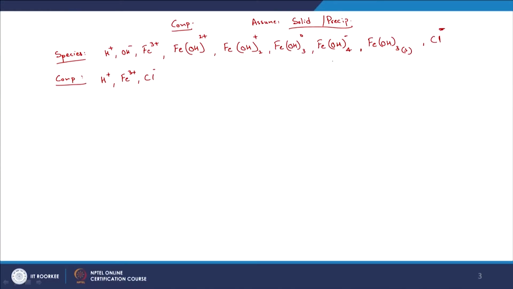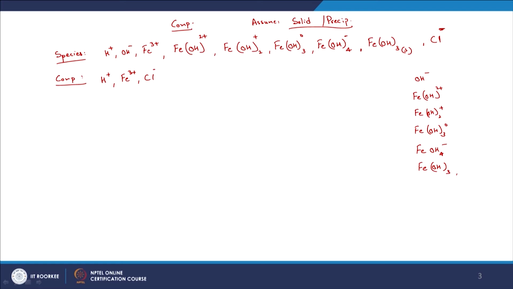I need to list my formation equations, as in how I am going to form the relevant species from my components. Here we are only going to work it out for the non-component species, as in I am not going to show the formation equations for H plus, Fe 3 plus and Cl minus. So we are going to look at the formation equations for OH minus, Fe OH 2 plus, Fe OH twice plus, Fe OH thrice 0 charge, Fe OH 4 negative charge, and then the solid, right.